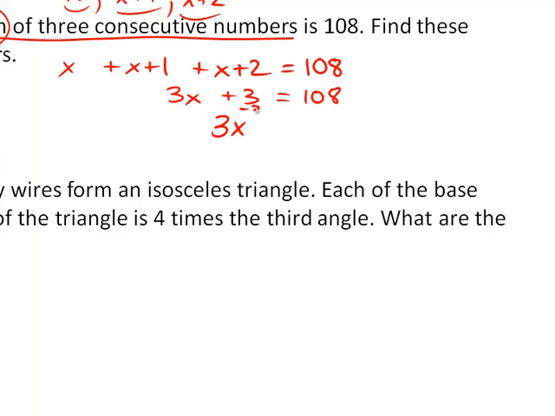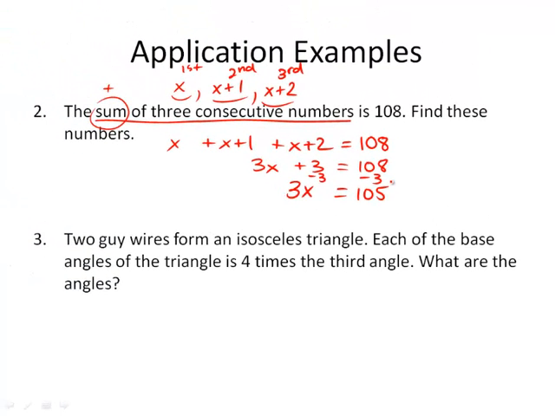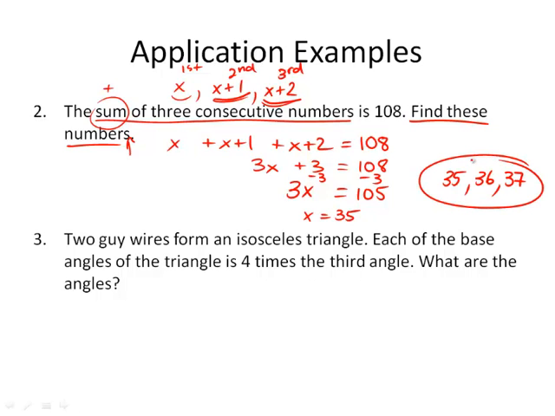So therefore, minus 3 from both sides, you get 105 as your triple the first number. So let's divide by 3 and we get x equals 35. That's not quite the answer. Always look back to your question. Find the numbers. All of the numbers. So if the first one was 35, the next one you would add 1, which is 36, and the next one would be add 2, is 37. 35, 36, 37 are consecutive numbers and they add to 108.